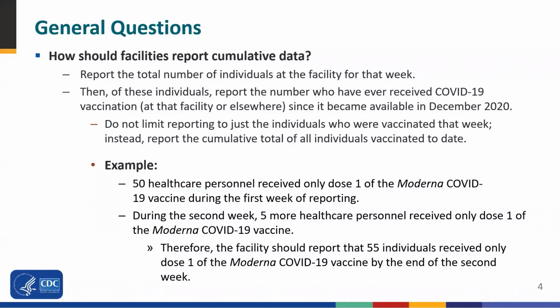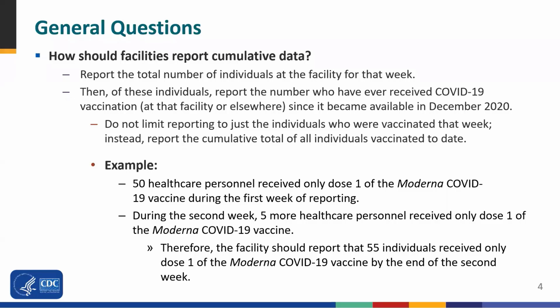This slide reviews how to report cumulative COVID-19 vaccination data. To do so, facilities report the total number of individuals at the facility for that week. Of these individuals, facilities should report the number who have ever received COVID-19 vaccination at that facility or elsewhere since it became available in December 2020. It's important to not limit reporting to just individuals who are vaccinated that week. Instead, be sure to report the cumulative total of all individuals who have ever been vaccinated to date.